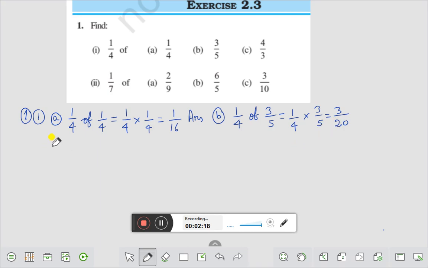Now C is 1 by 4 of 4 by 3, that will be equal to 1 by 4 of means multiply, that is 4 by 3. 4 ones are 4, 4 ones are 4, that is equal to 1 by 3. That is the answer.